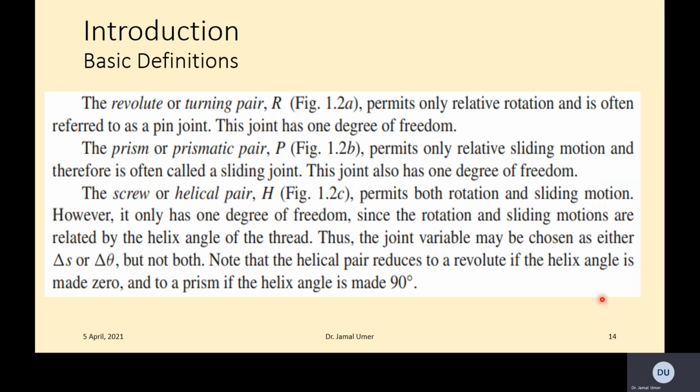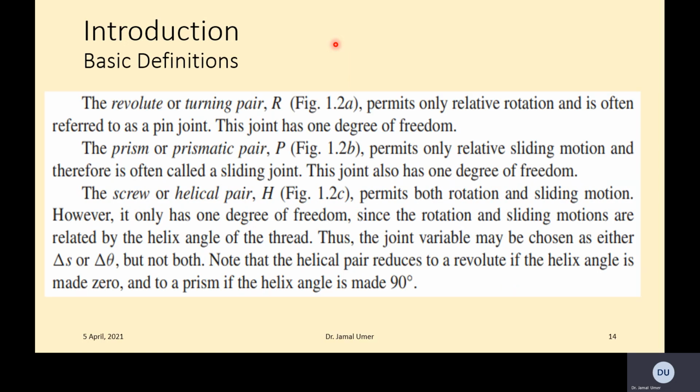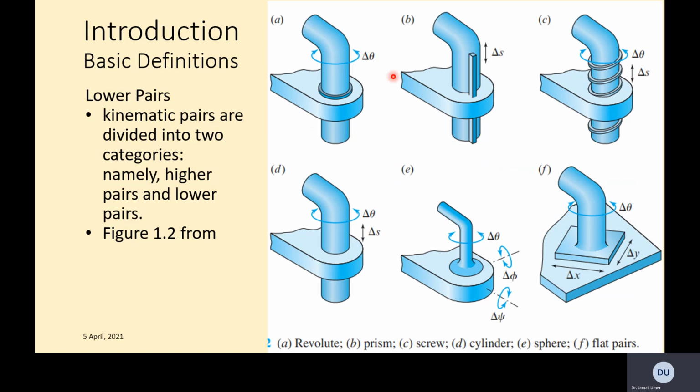Then we have some of the explanation. Same thing: the revolute or turning pair. This A part, A1, is called a revolute, or it can be called a turning pair as well. It permits only relative rotation and is often referred to as a pin joint. We have been talking about this. You can call it a revolute pair, turning pair, or pin joint. This joint has just 1 degree of freedom, so it just rotates in one direction.